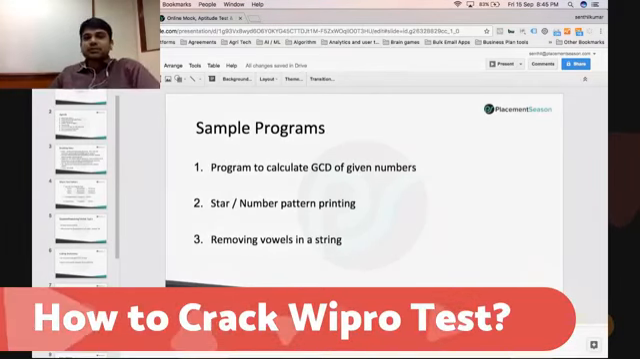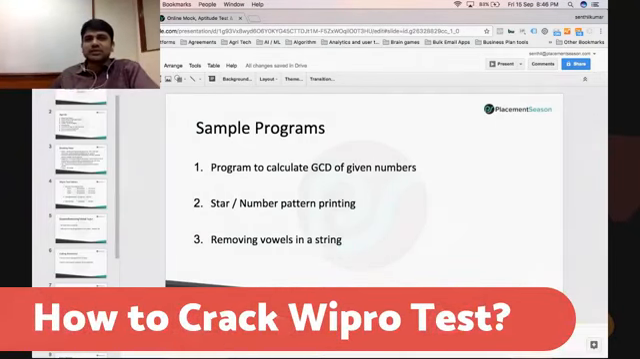Some of the sample programs that we wanted to share with you: we have seen programs like a program to calculate the GCD of given numbers, printing a star or any number pattern, and removing vowels from a string. These are some of the sample programs that we have seen in the current year Wipro's recruitment test. These are not the only programs; they give many other programs also.